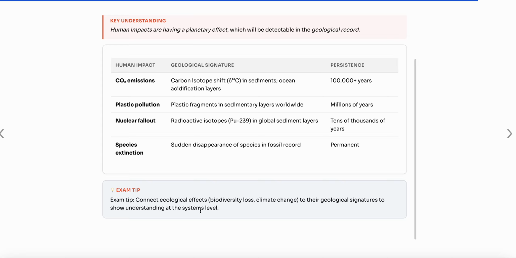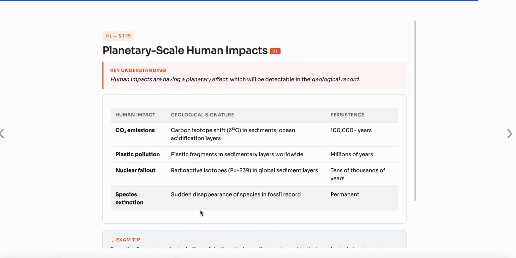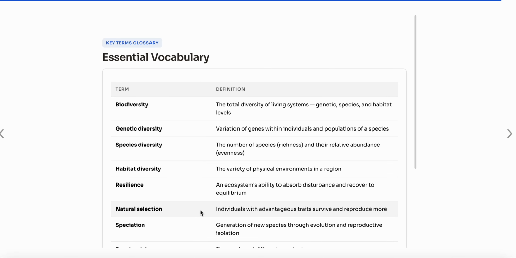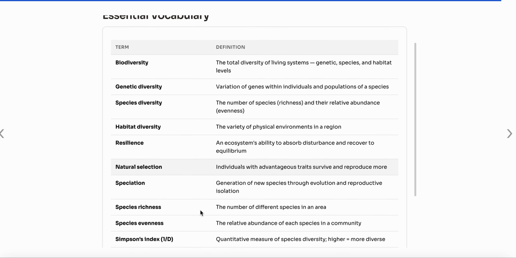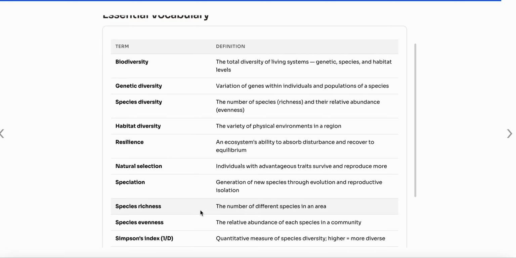So in the exam they may ask you to connect this ecological effect with its geological signatures to show understanding at the system level. Make sure that you give proper examples and explain your answer, because human impacts are in every chapter, and there is a high chance they will ask you about human impacts. These are the essential vocabulary terms you need to use when writing your answer.